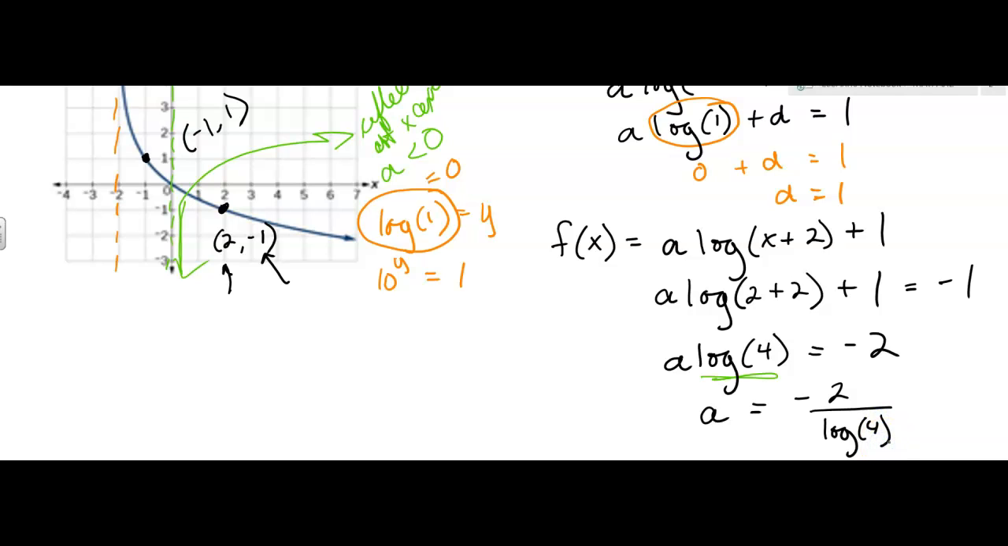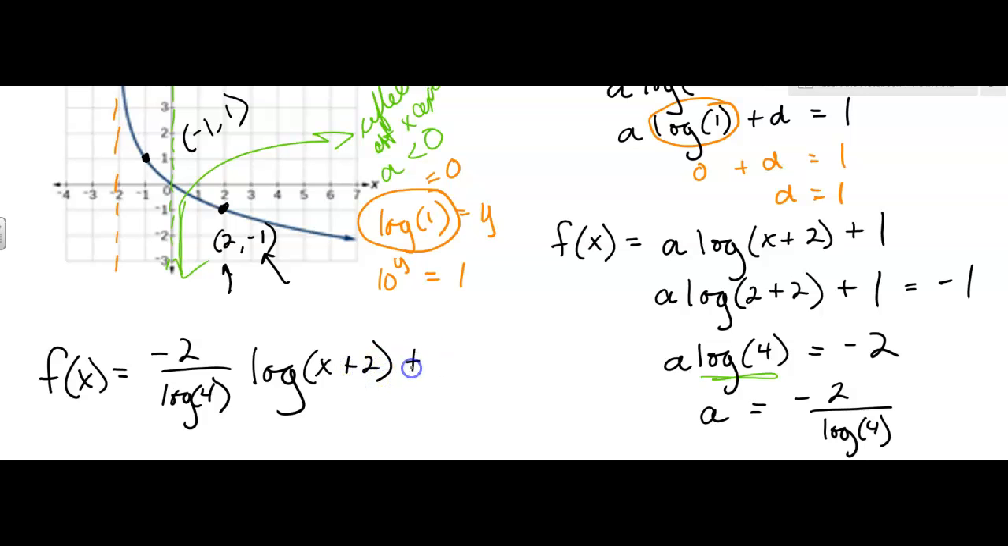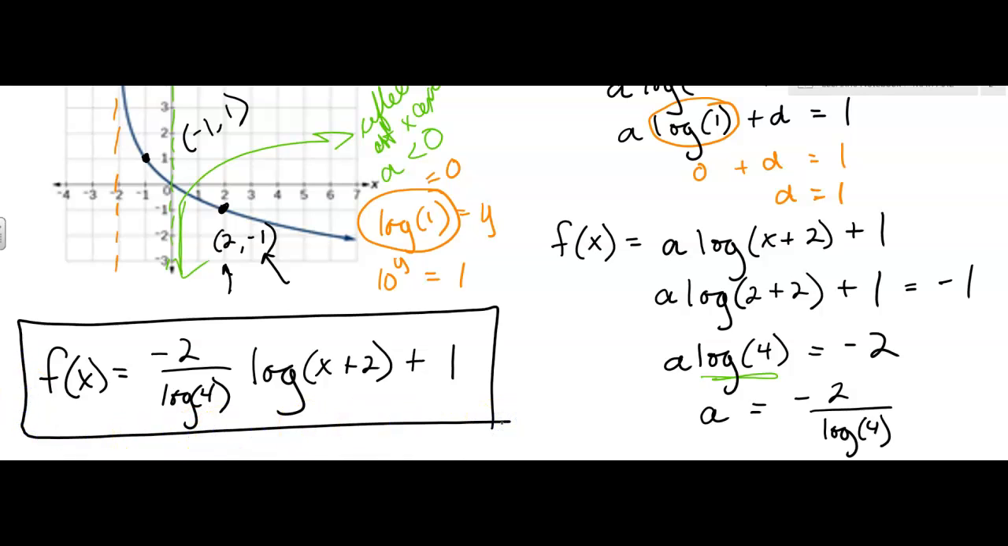And now I know all the pieces. I know a and b and c and d. So f of x, my function, is going to equal negative 2 over log 4, and like I said, that's just a number, and then I have log, it's a common log, x plus 2, plus 1. So a little tricky, but some fun pieces and some algebra in there. Kind of pulling off the pieces of the graph that we could use to find those things.